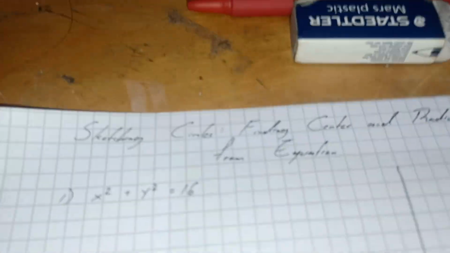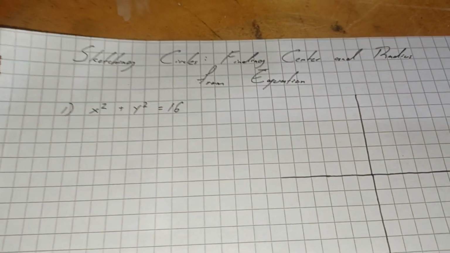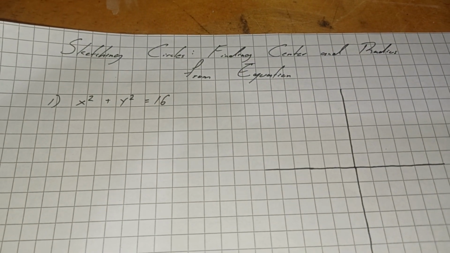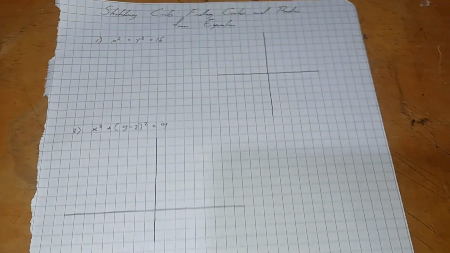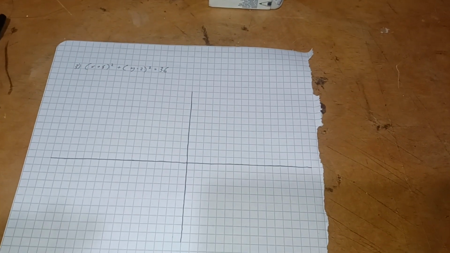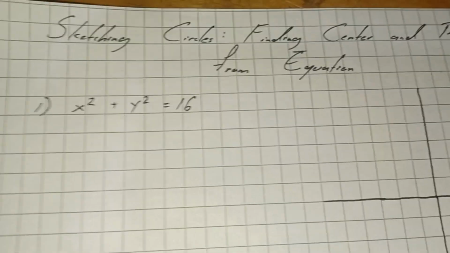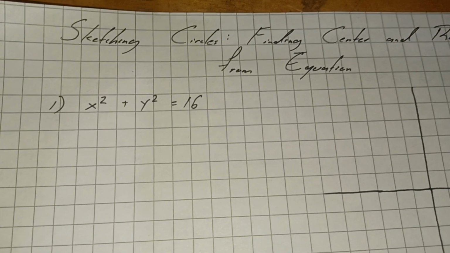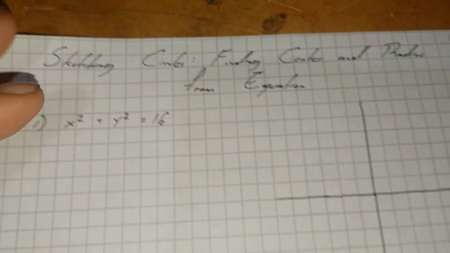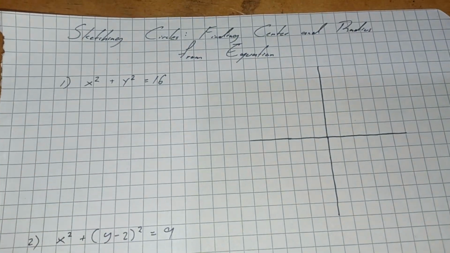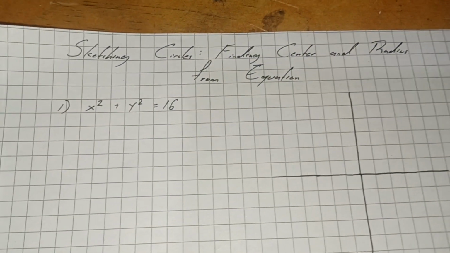Today we have sketching circles, finding the center and radius from the given equations. We have three simple examples to go over today. So the first one is x squared plus y squared equals 16. What we have to do is basically sketch the circle from the equation that's given to us.